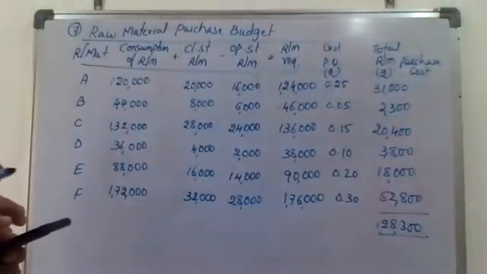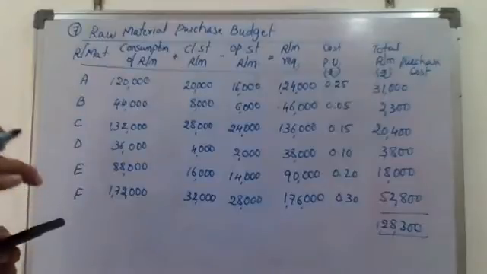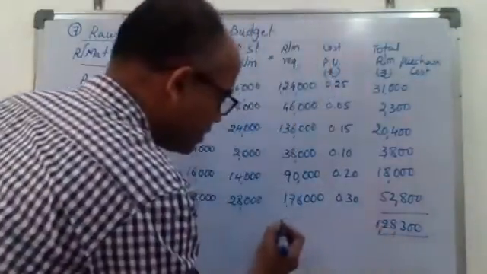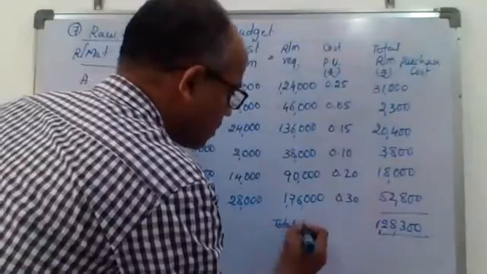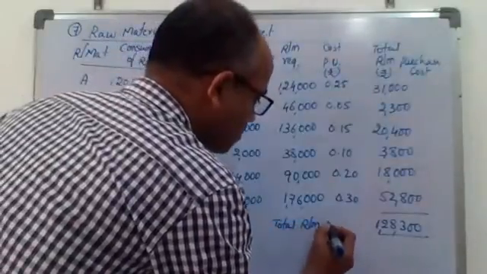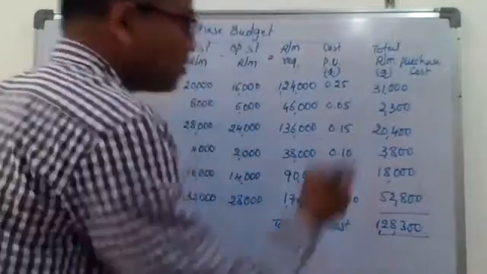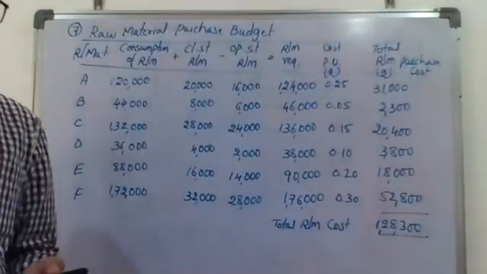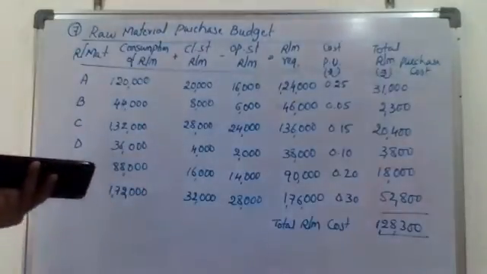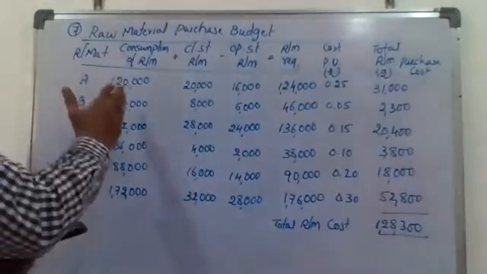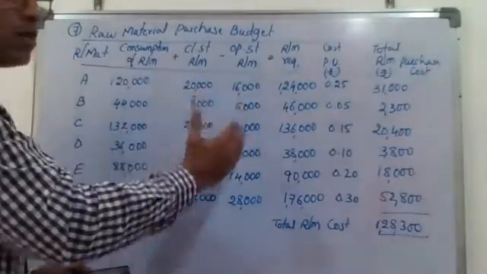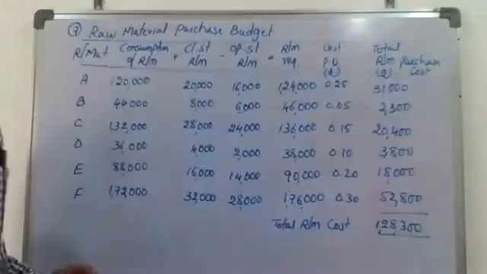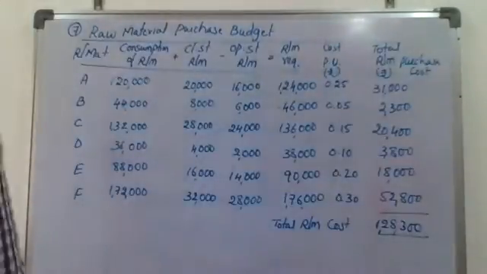The total raw material cost, right? So 1,28,300 is the total raw material cost or raw material purchase cost. I hope this is done. So raw material budget is consumption plus closing raw material minus opening raw material is what is required, multiplied with cost per unit gives you the total cost. Okay, let me move to the next question.